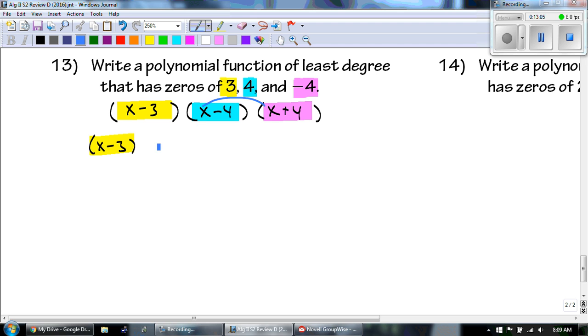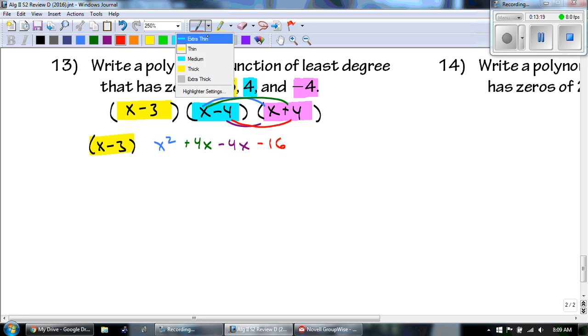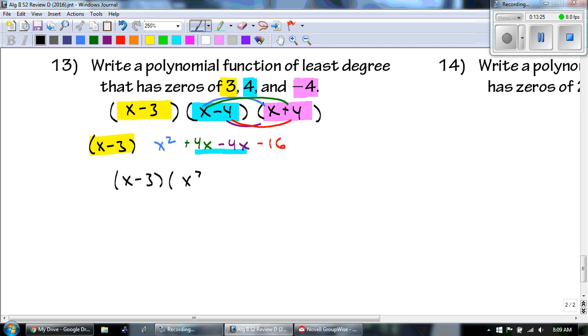So x times x is x squared. x times 4 is a positive 4x. -4 times x is -4x. And -4 times -4 is -16. I combine my like terms. And we get x squared minus 16, because they cancel. Okay? Now that's not always going to be the case, but it happened this time. And now I get to do it again.